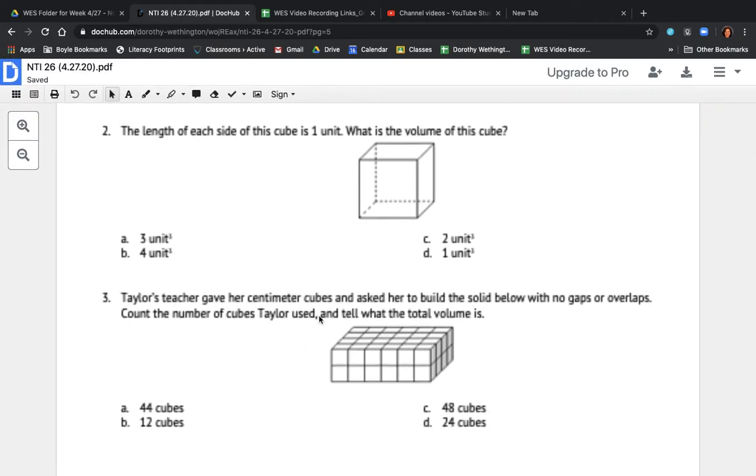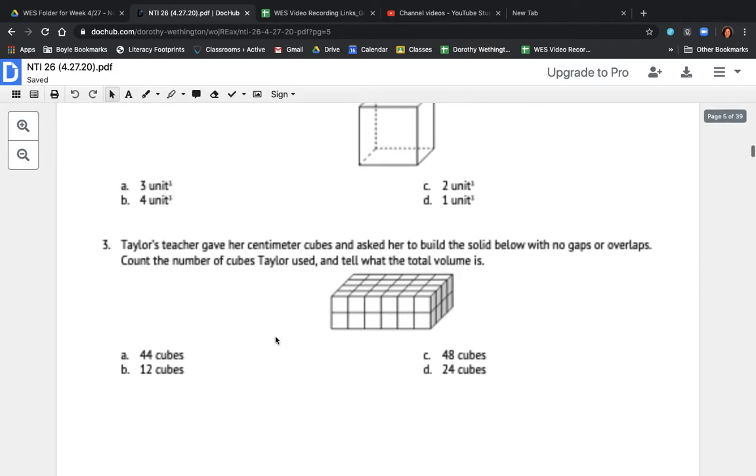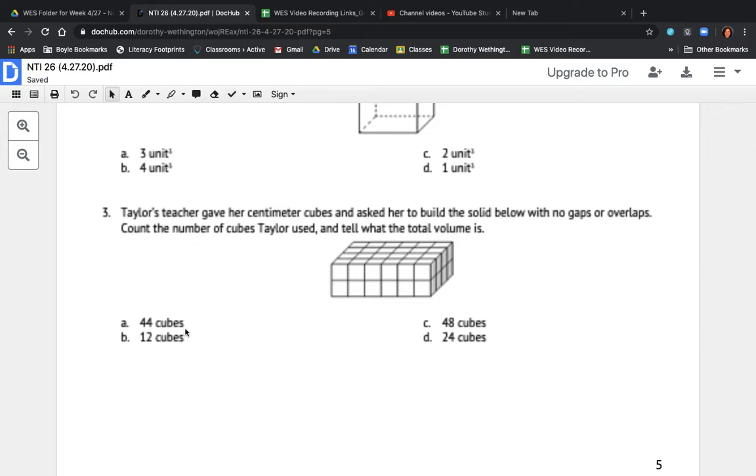Taylor's teacher gave her centimeter cubes and asked her to build the solid below with no gaps or overlaps. Count the number of cubes Taylor used and tell what the total volume is. Is it A. 44 cubes, B. 12 cubes, C. 48 cubes, or D. 24 cubes?